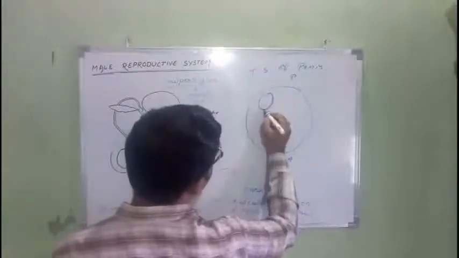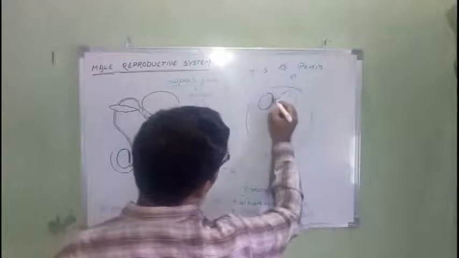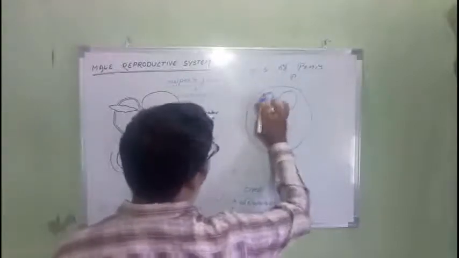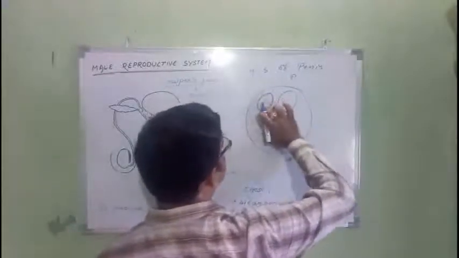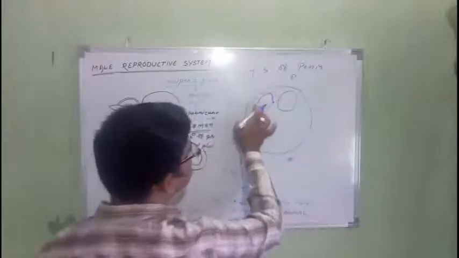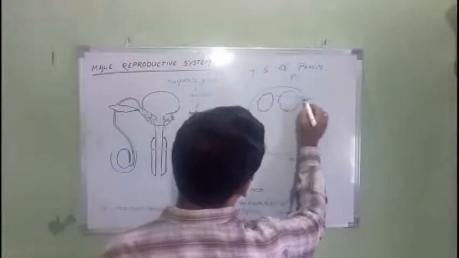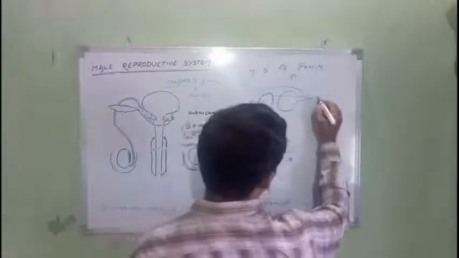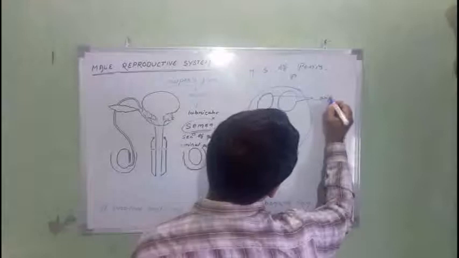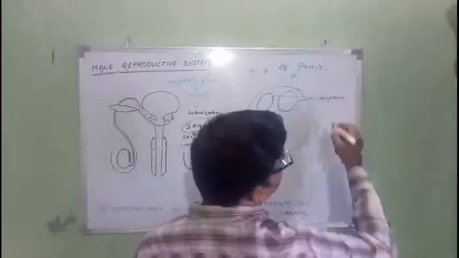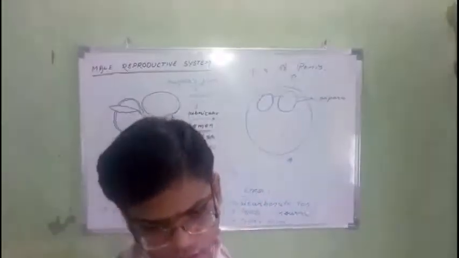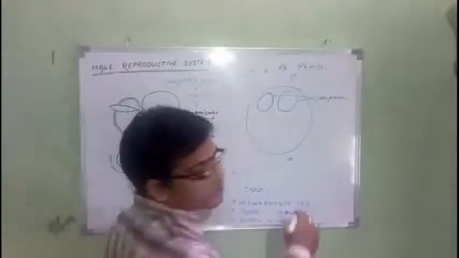On the posterior side, two sac-like structures are found here, yes or no? And this is the tissue. These two tissues are named, spelling is corpora. Repeat it: corpora cavernosa.